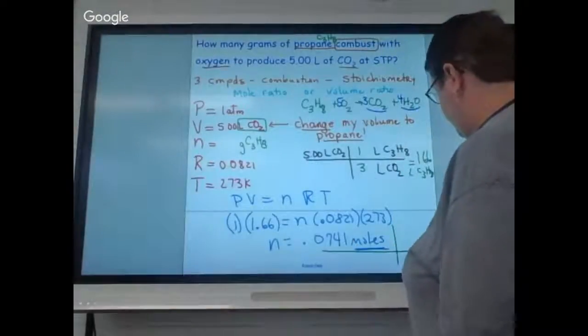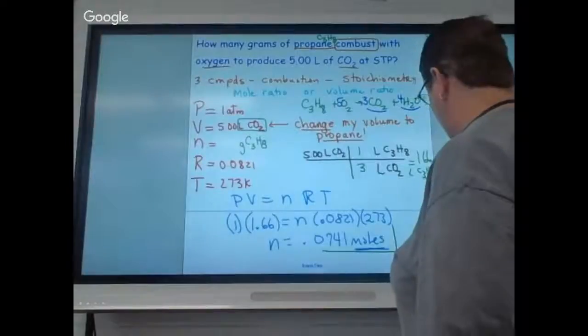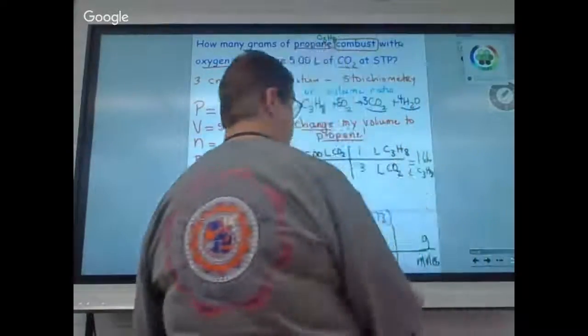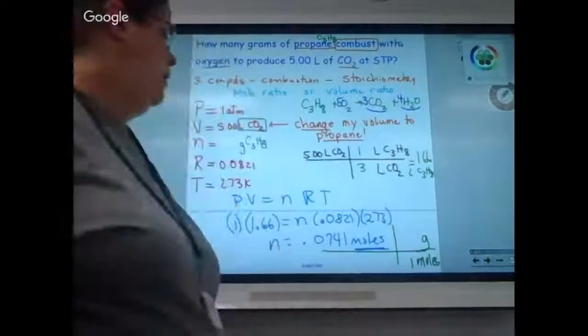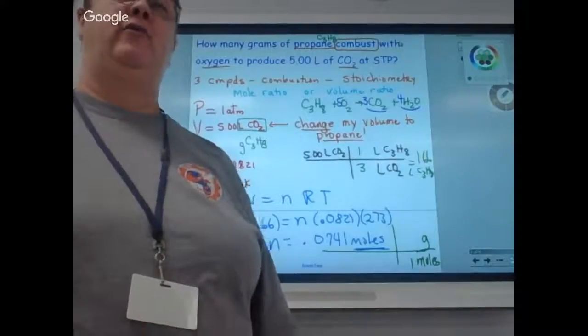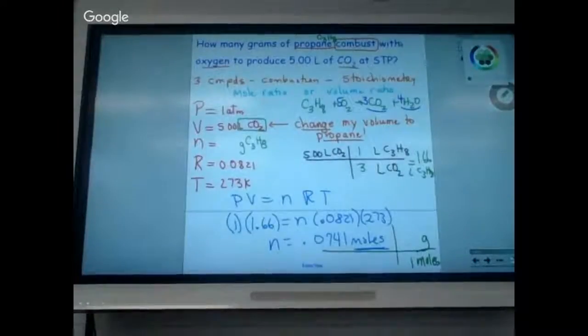Grams, you mean grams of propane, right? I mean grams of whatever they asked me for. What did they ask me to find? Grams of propane. So yes. And what on earth is the mass of propane? I think it's 44. 3 times 12 is 36 plus 8 is 44.